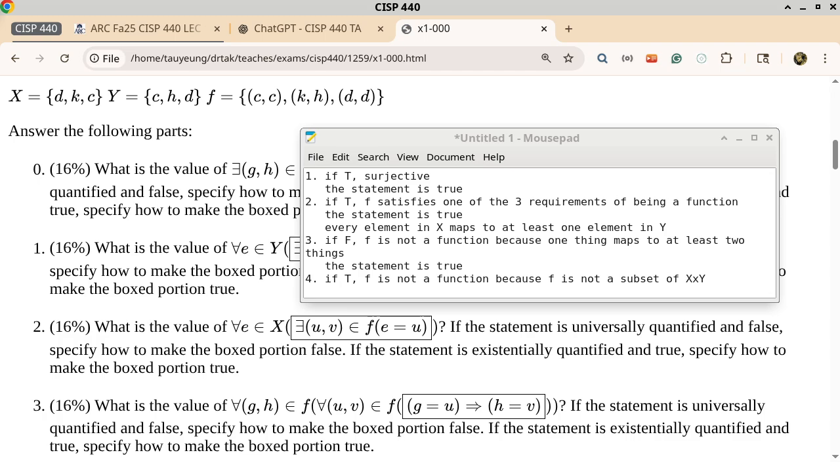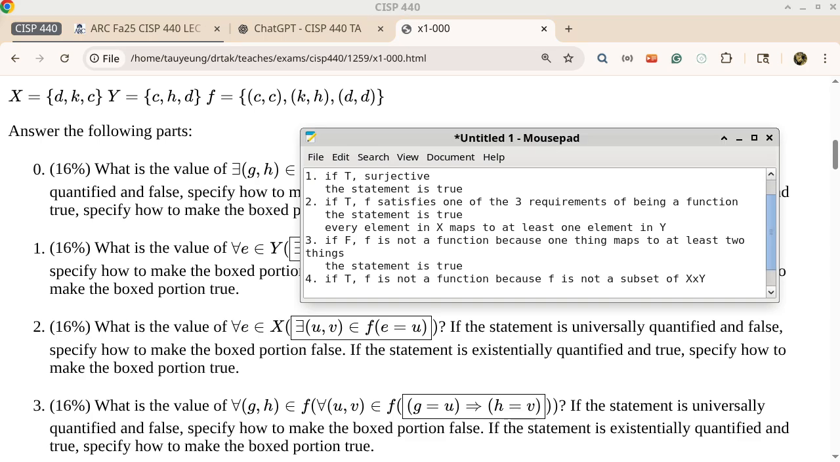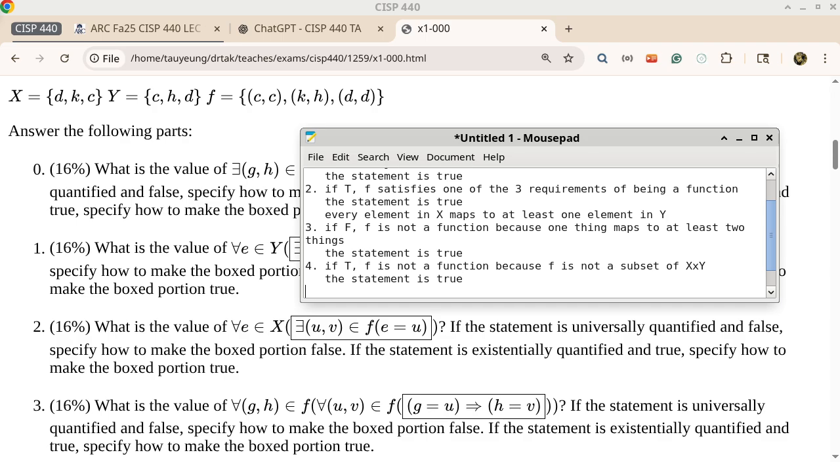We look at every element in F. CC, is that in the Cartesian product between X and Y? Yes. KH, yep, K is here, H is here. DD, yep, D is here, and D is here. So that means for every element in F, the first item is always coming from X and the second item is always coming from Y. So for this particular case, the statement is also true.